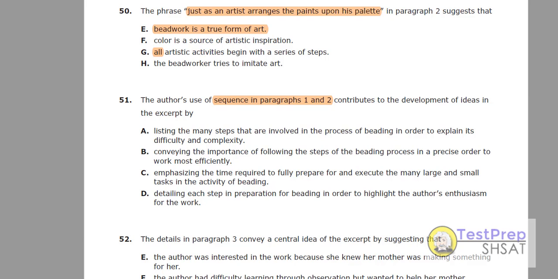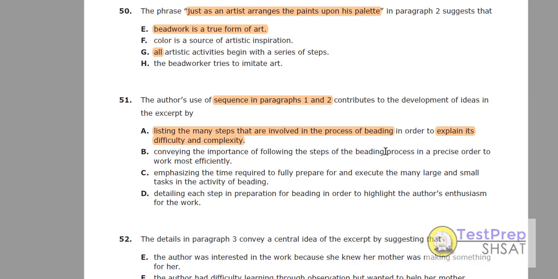A, listing the many steps that are involved in the process of beading. That's definitely true. That's what it's doing. In order to explain the difficulty and complexity. Is it explaining the difficulty and complexity? There seems to be a lot of steps, so arguably it could be complex, but is it explaining that it's complex through the ordering? I don't know. That's a real possibility. Let's keep going.